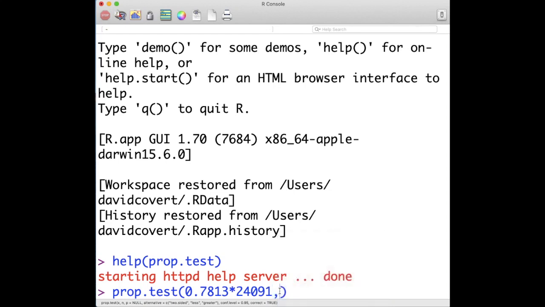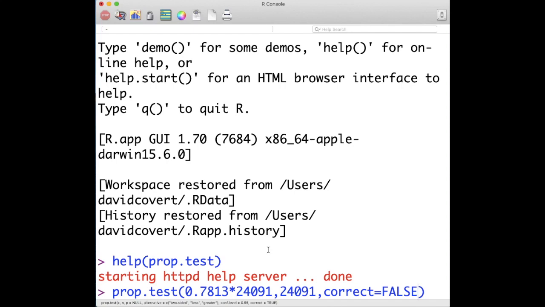Anyways, it doesn't matter. The next thing that we're going to do is the number of people that were polled, so 24,091. And there's a correction term. There are some fancy things that people can do with proportion tests. We do not do the correction, so we're always going to have correct equals FALSE. By default, I should point out, if you look down here, it's always going to say correct equals TRUE. We want that to be false. We are not going to add in the correction term there.